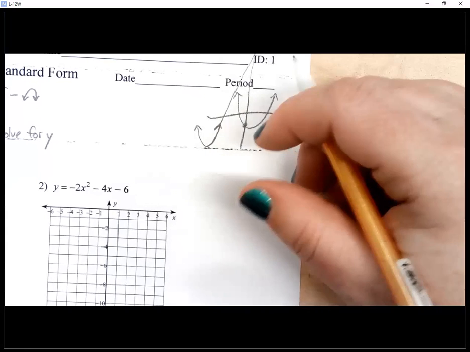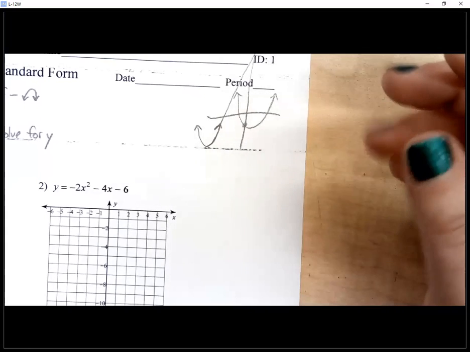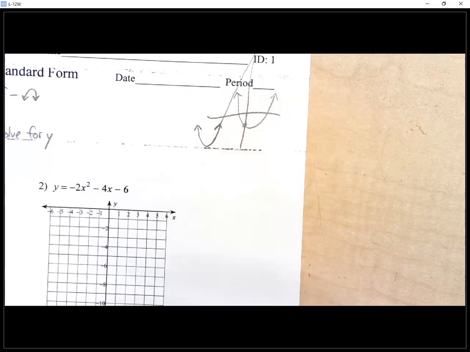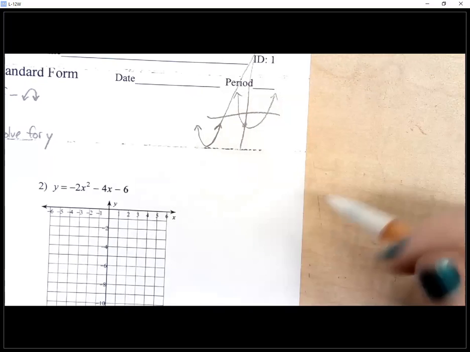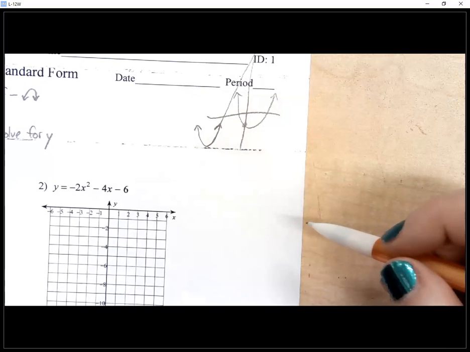Now, you can't take the U shape and turn it sideways. That's not allowed because then it's not a function anymore. So it's always a U shape or an upside down U shape. Is there any way that you can think of that you would hit the y-axis more than once?